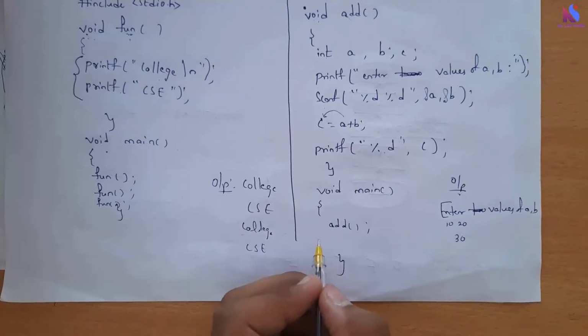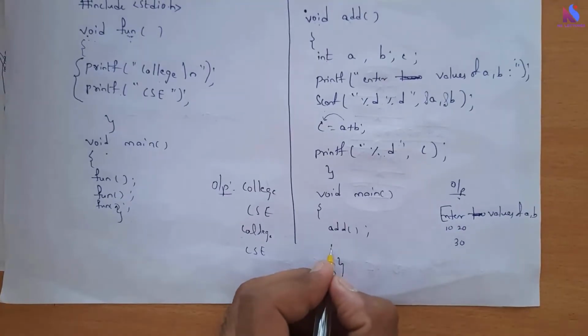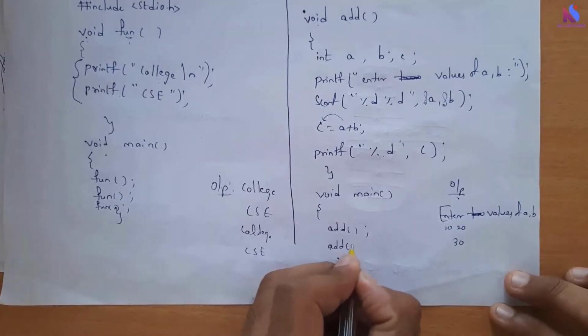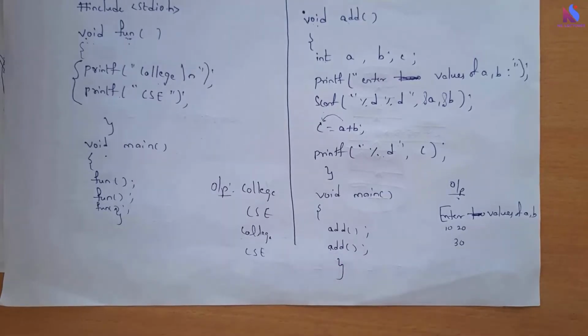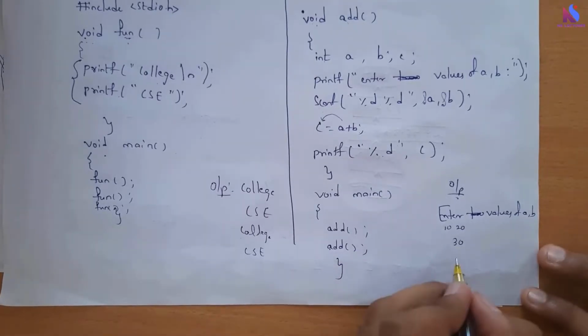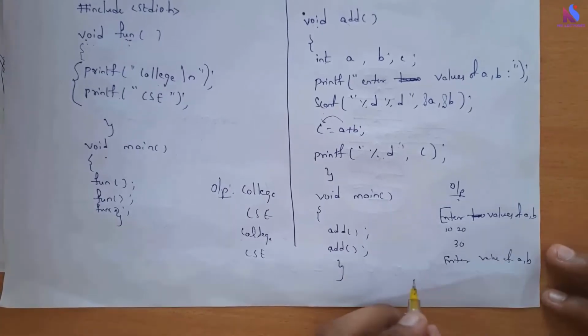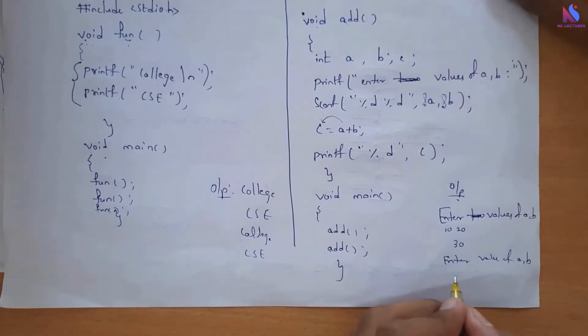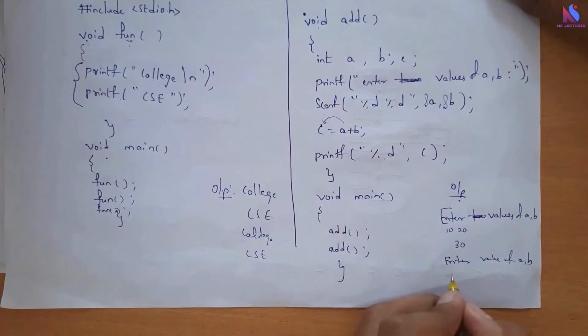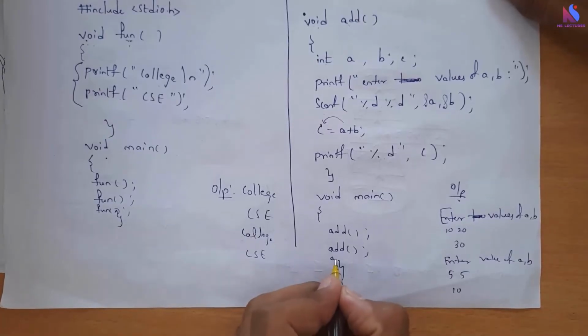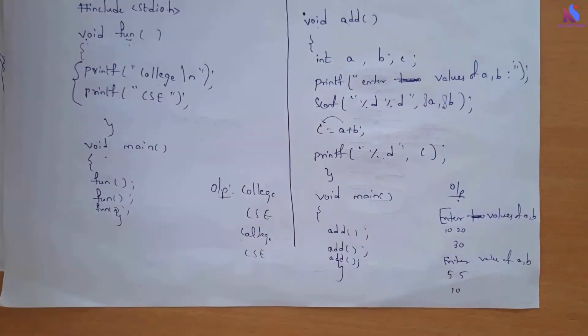For example, if I write my function name again inside this main function, now I can enter values twice. So again I will get output as "enter values of a, b". Now I can enter two values. For example, I want to add 5 and 5. So by writing this I will get output as 10. For example, again if you write your function name here, you can enter values 3 times.